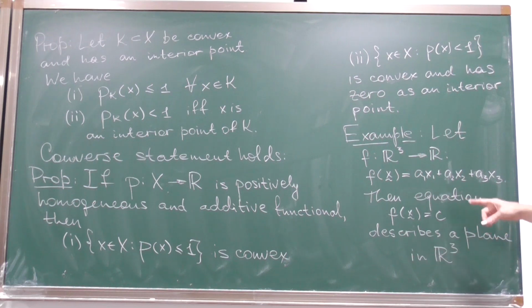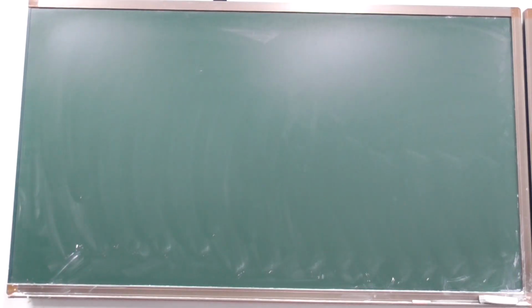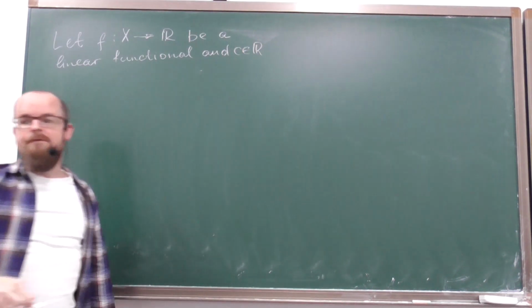And this plane splits R3 into 3 sets. The plane itself, the points below the plane, and the points above the plane. What is interesting in this construction is that it is generalizable to arbitrary linear space and to arbitrary linear functional. We are still in our linear space X throughout the whole of this lecture. And let us consider a linear functional on X, and let c be a constant.